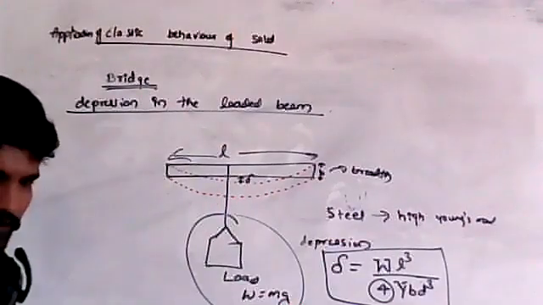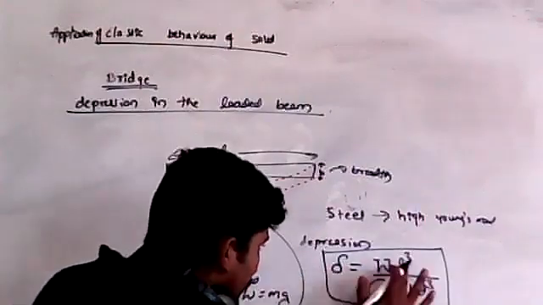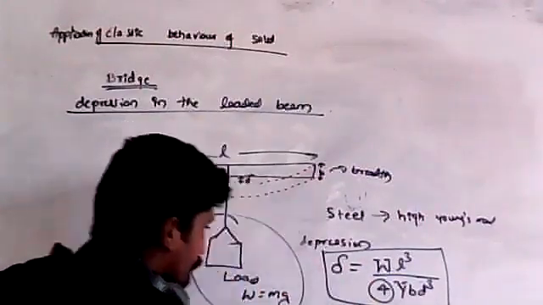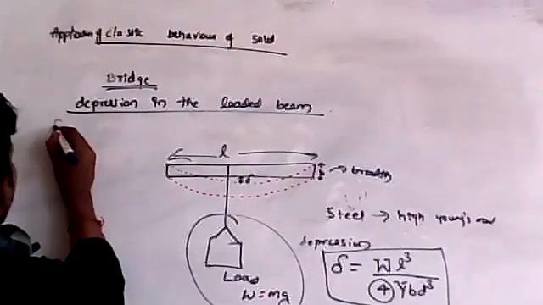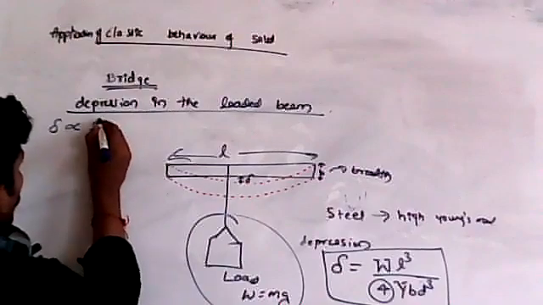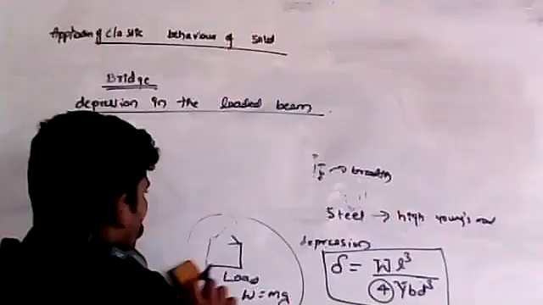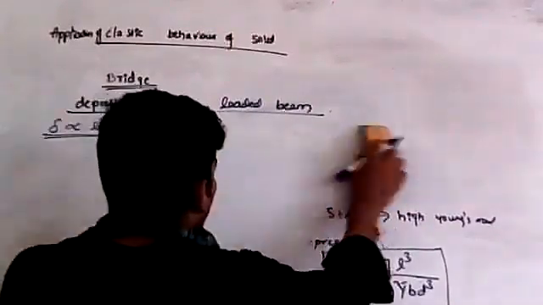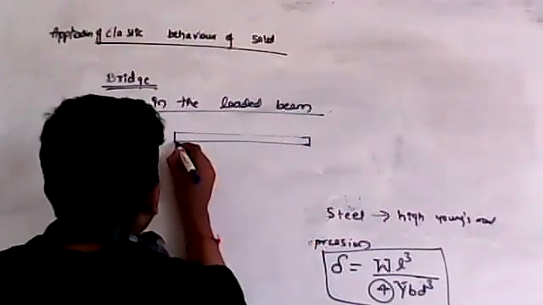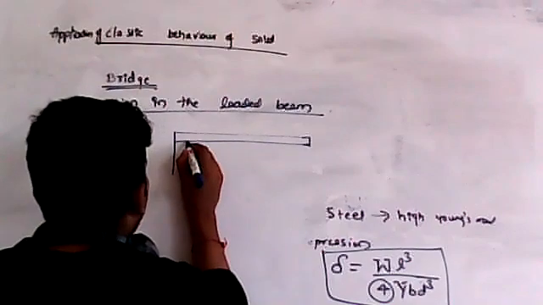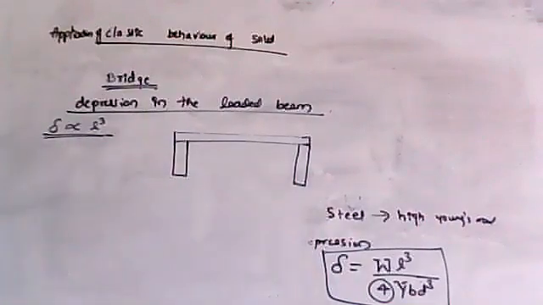Students, remember, in this particular case, I have to relate each and every term now. First, let me relate delta is directly proportional to L cube. What is the meaning of this? Just try to understand what I told. Depression in the loaded beam. For example, if I build one beam like this with the help of some support pillar, without the pillar it collapses, right?